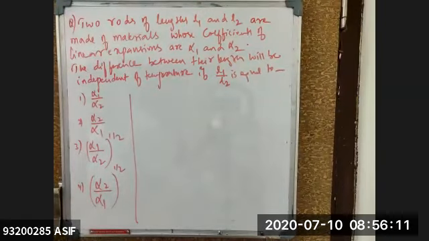Come and see the question carefully. Everyone, try to do it out. I'm not going to help you out. Please try to take the help of the formula which you know and try to do it out. We got two rods of length L1 and L2, made of materials whose coefficients of linear expansion are alpha 1 and alpha 2. The difference between their lengths will be independent of temperature.